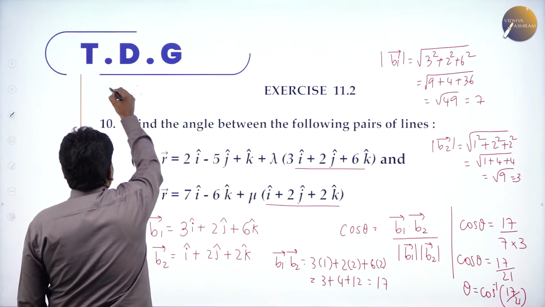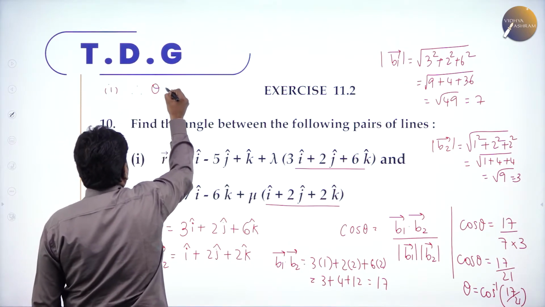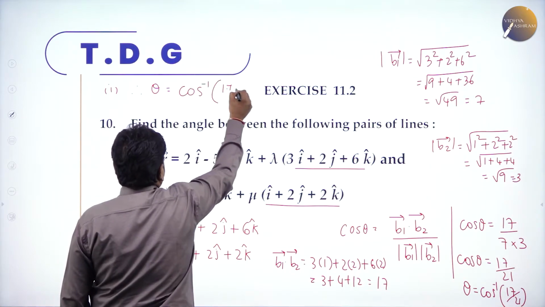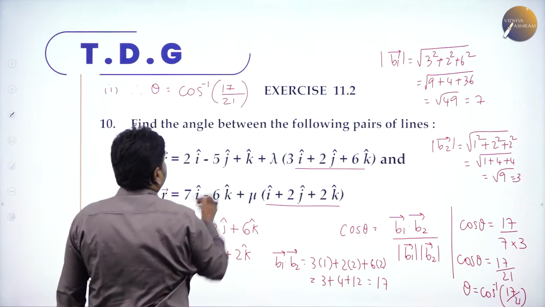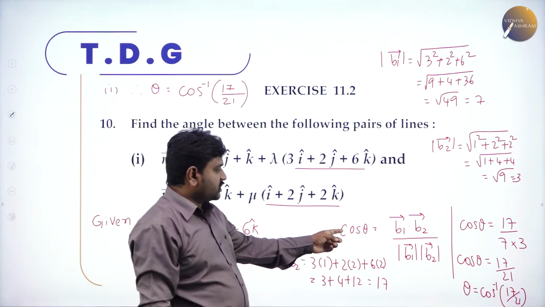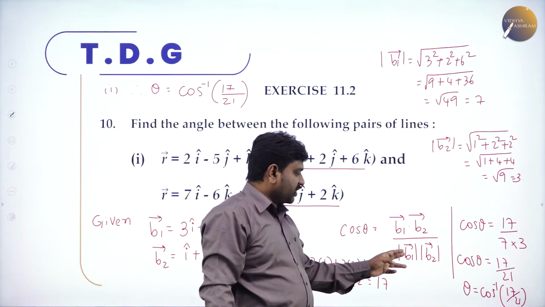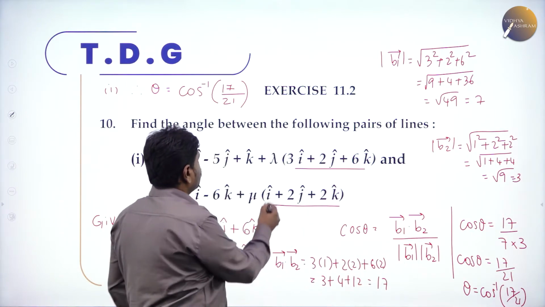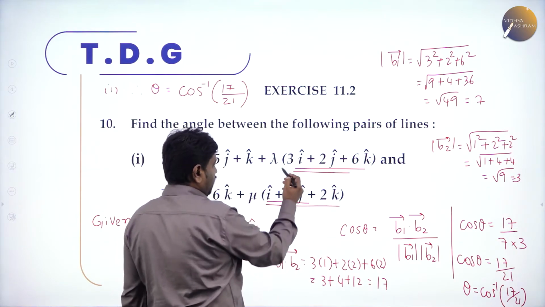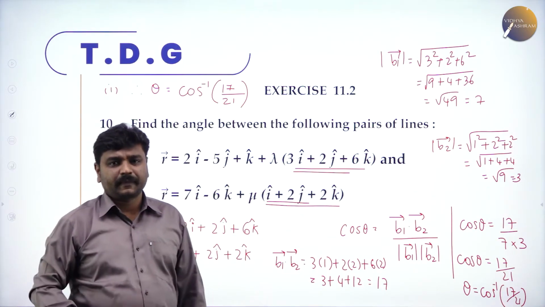Therefore, you got the first one. The angle between the pair of lines is theta equal to cos inverse of 17 divided by 21. What is the angle between a pair of lines formula? Cos theta is equal to vector b1 dot vector b2 divided by magnitude b1 times magnitude b2. Here b1 means the coefficients of lambda and b2 means the coefficients of mu, the parallel vectors to the given lines.